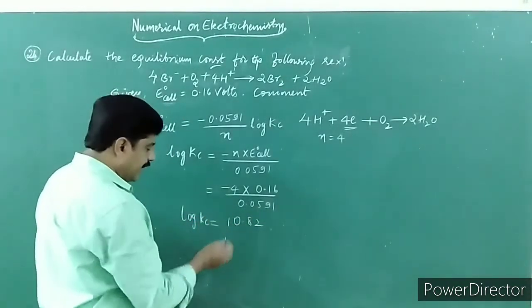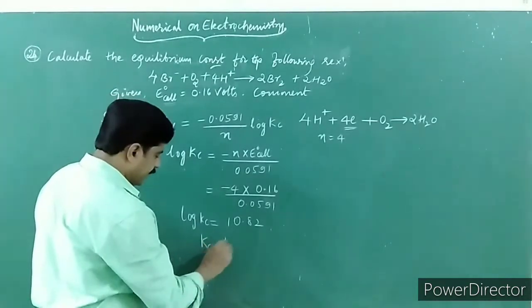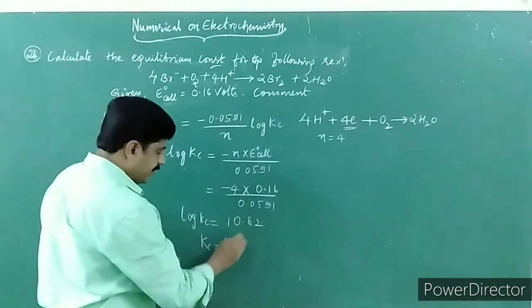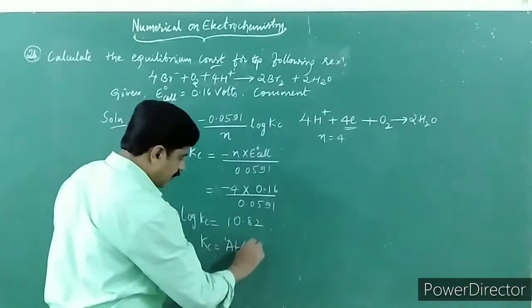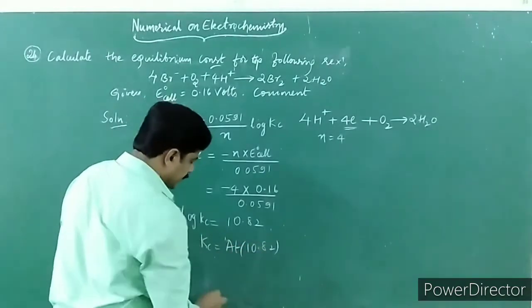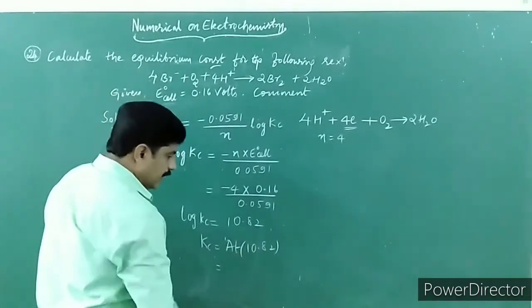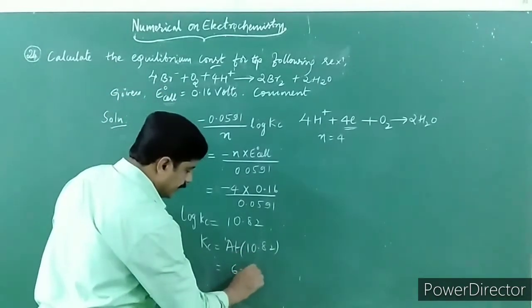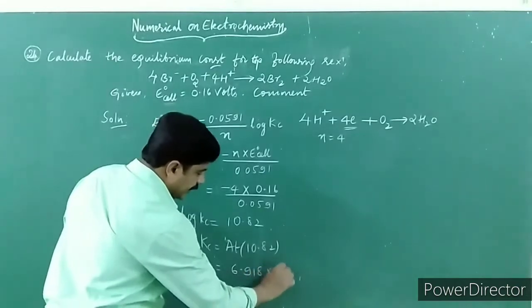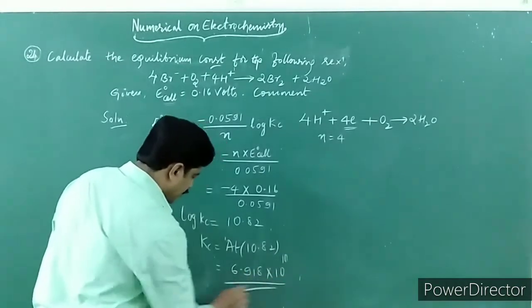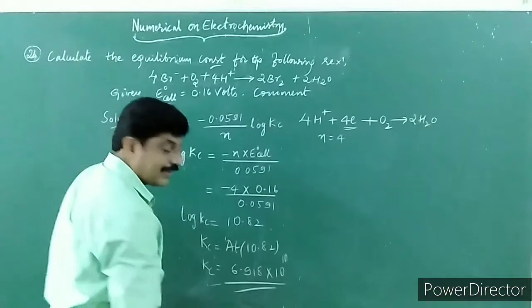Now, how do you find out the Kc value? Now, Kc value you can find out by taking the anti-log of this value. So, anti-log of 10.82. Children, by using the anti-log table, you can find out the value, and it is around 6.918 into 10 to the power of 10. So, this is what? Kc value.